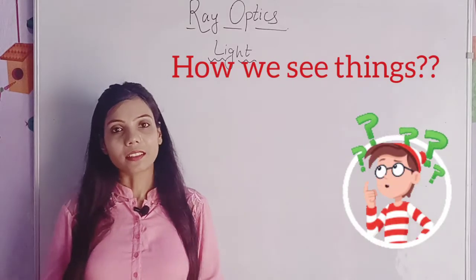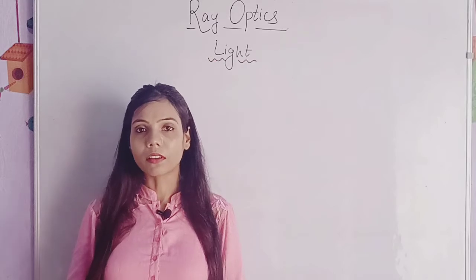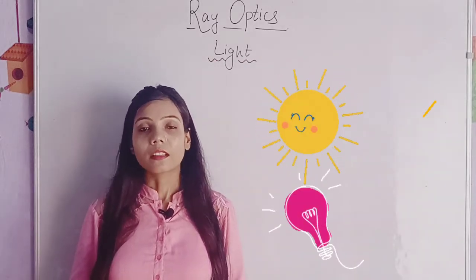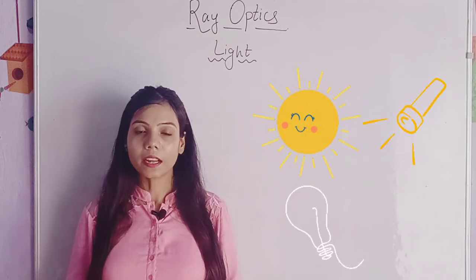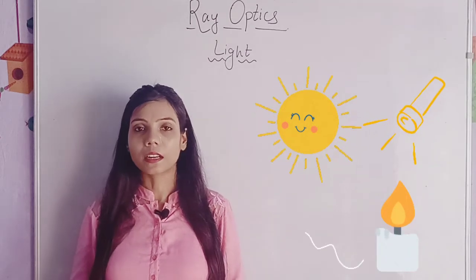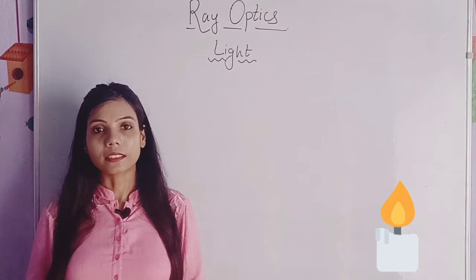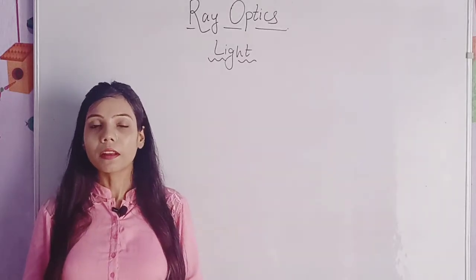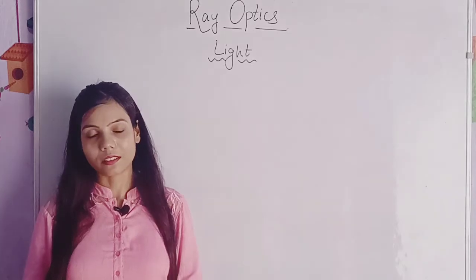To this, the answer is the sources of light such as the sunlight, bulb, torchlight, the fluorescent bulb and the burning candle, and many more examples are there which are considered as the sources of light. And such sources of light enable us to see the objects around us.